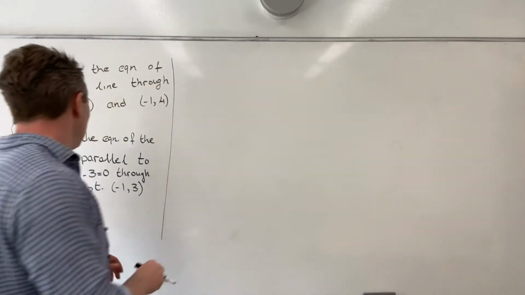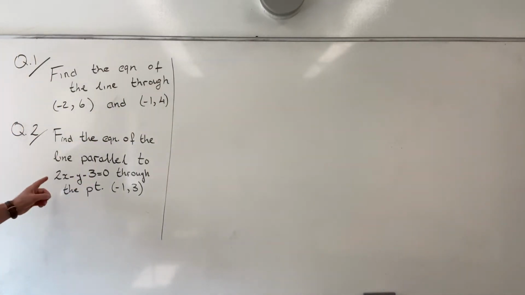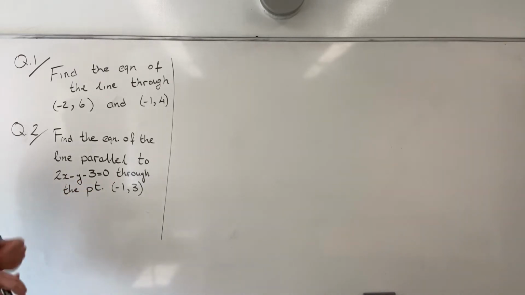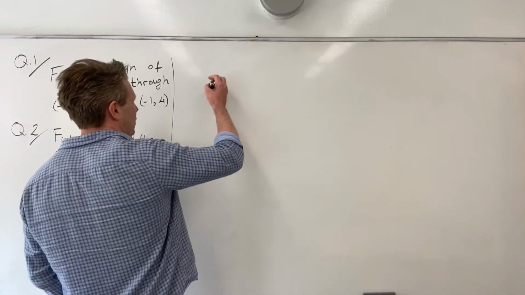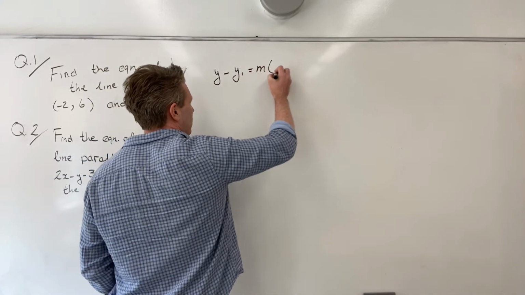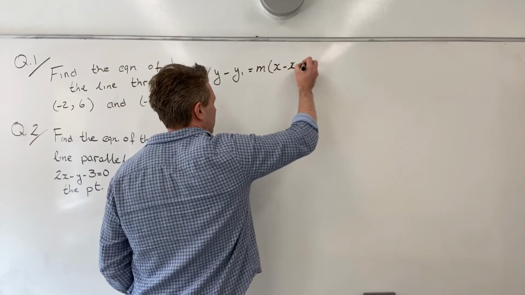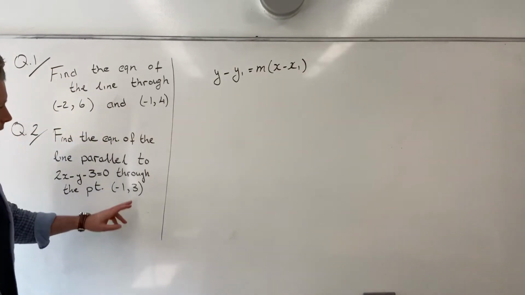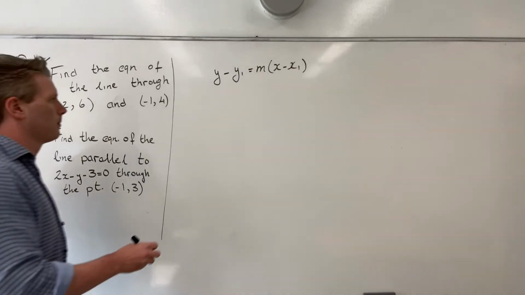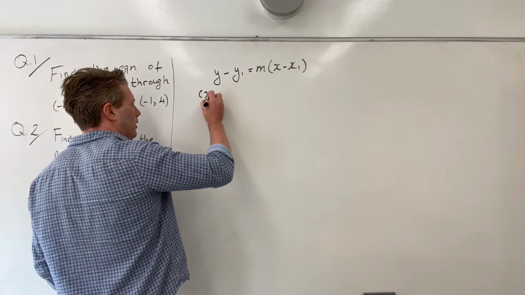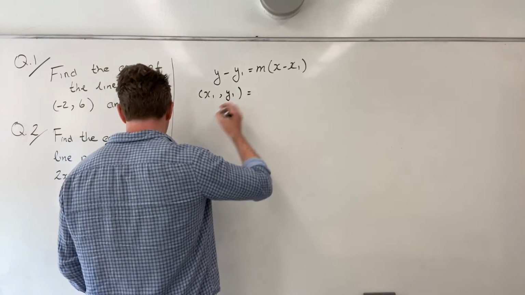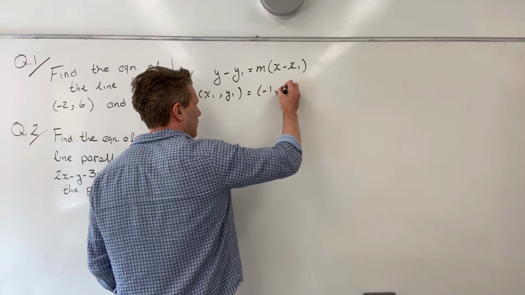So question number 2, it says find the equation of the line parallel to 2x minus y minus 3 is equal to 0 through the point minus 1, 3. Again, my point slope form of the line is y minus y1, let's rewrite it, equals m parentheses x minus x1. I have a point x1, y1 on the line. It's given to me, minus 1, 3. So my x1, y1, if you like, in this formula is minus 1, 3.